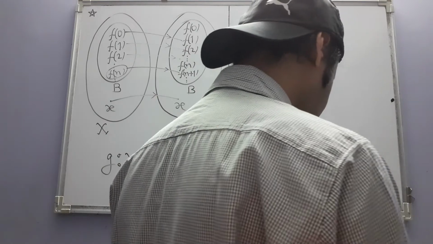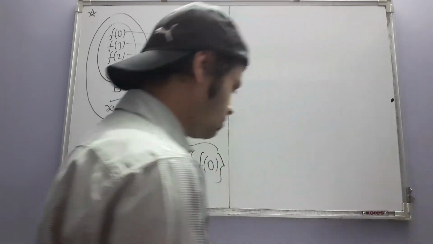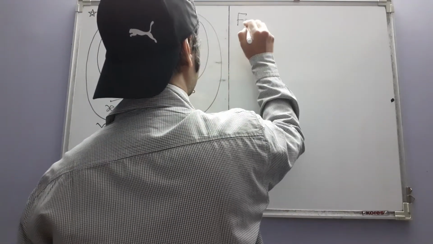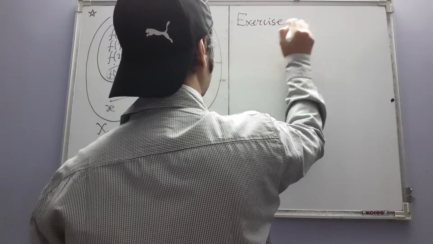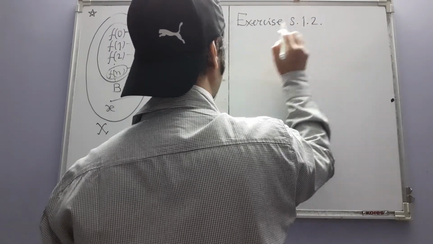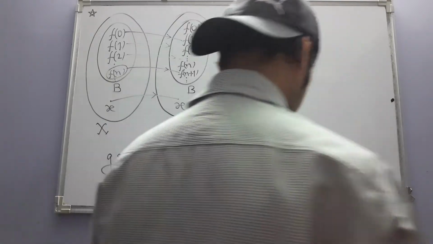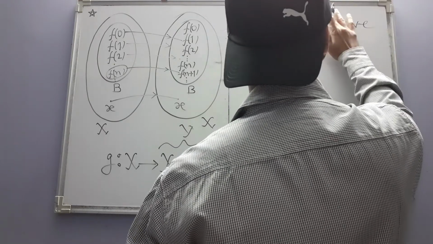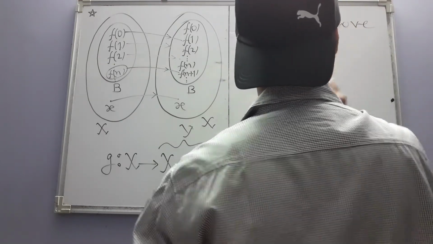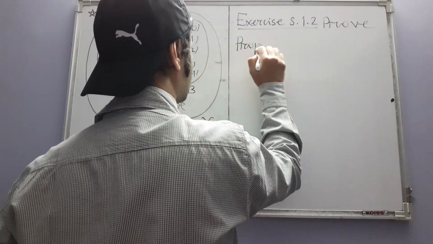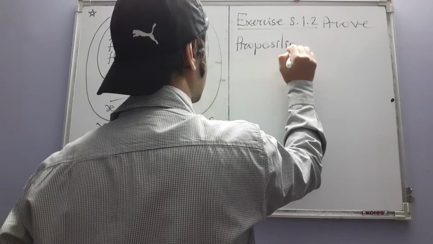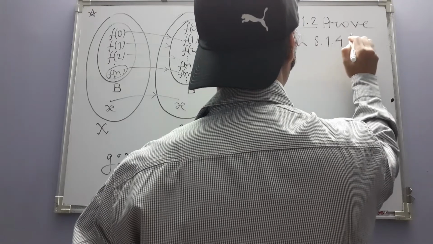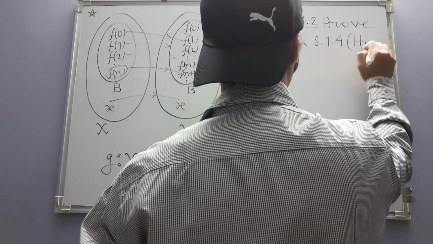And the next one is this: we have to prove the well ordering principle, which we mentioned. This is not very long. Prove proposition 8.1.4, and a hint is given. The hint is a little long.